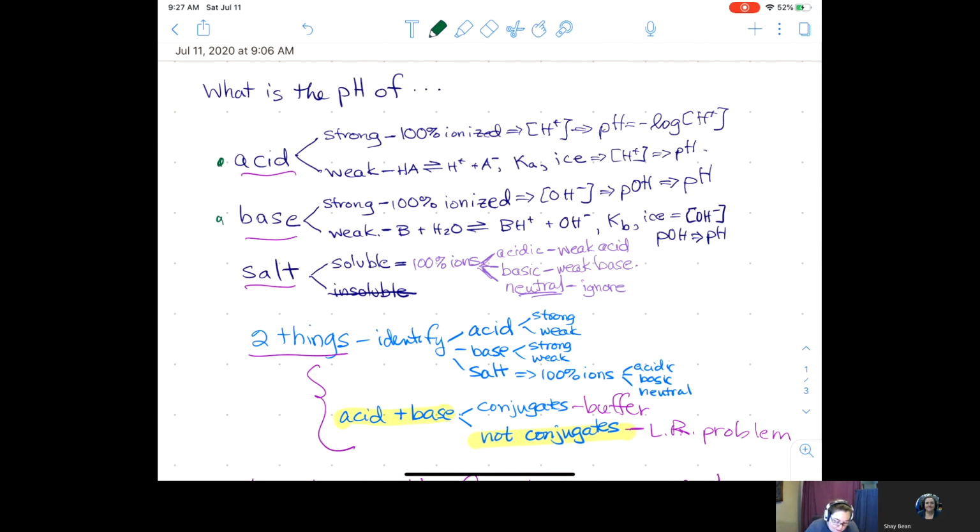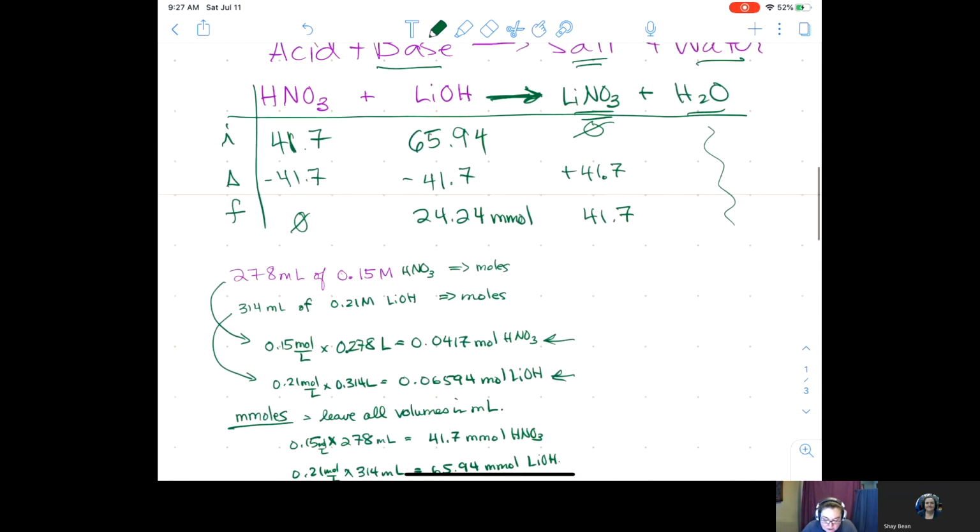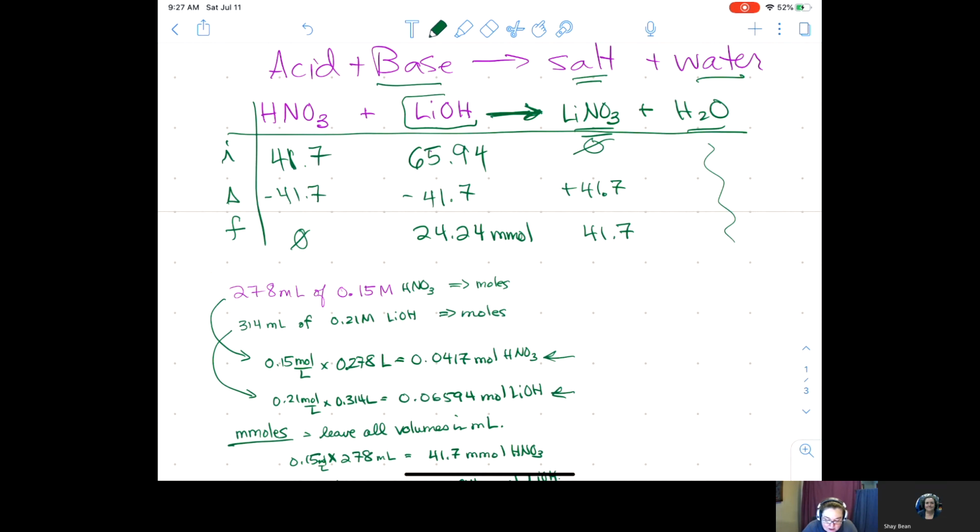So I go through my beaker and I don't stop. I stop at what I have in my beaker. So I have two things left in my beaker. I have some lithium hydroxide and I have some lithium nitrate. I no longer have nitric acid. It was consumed in the reaction.